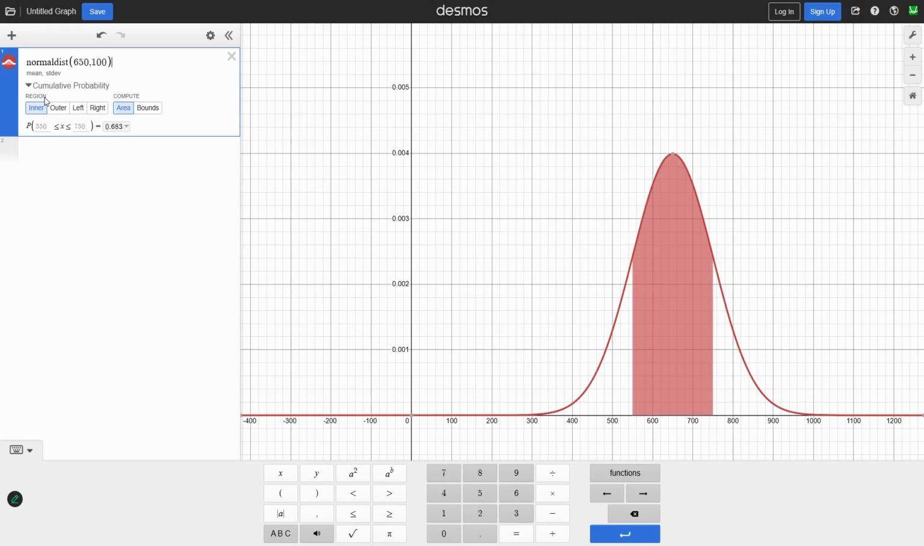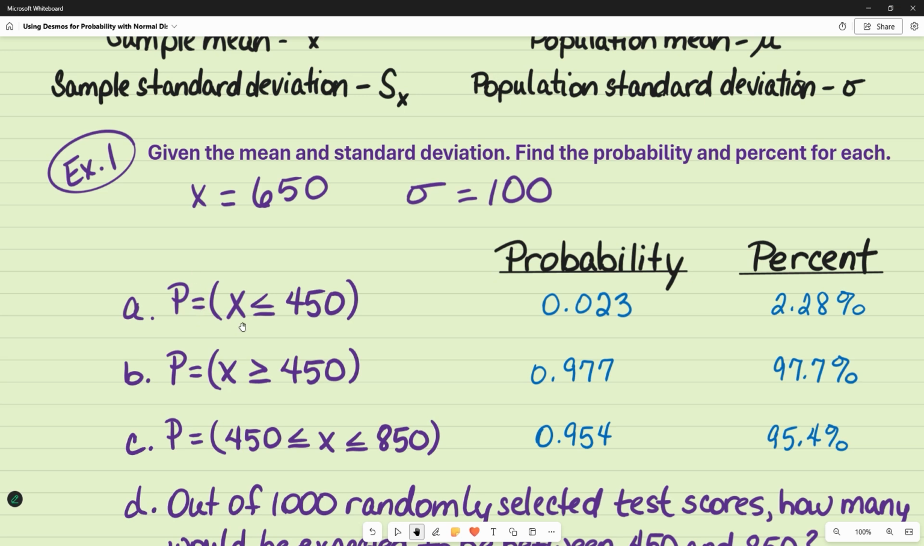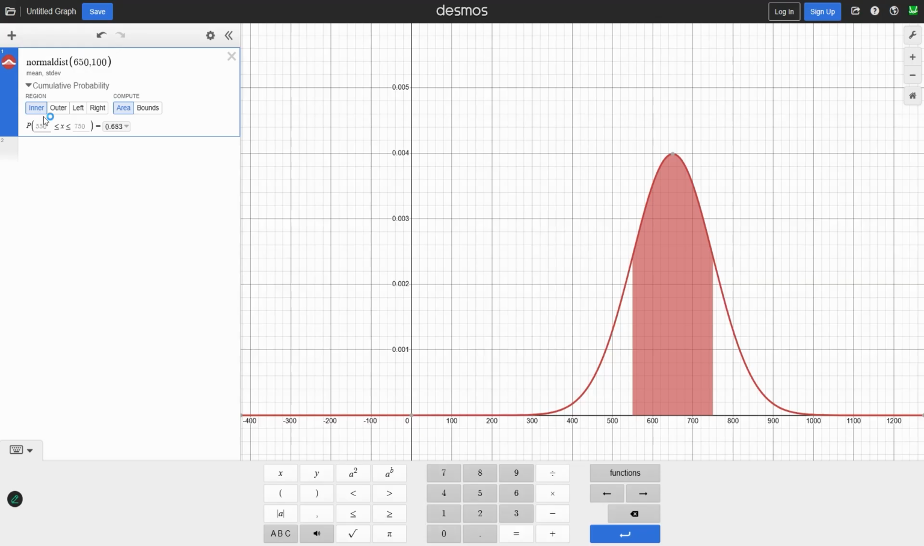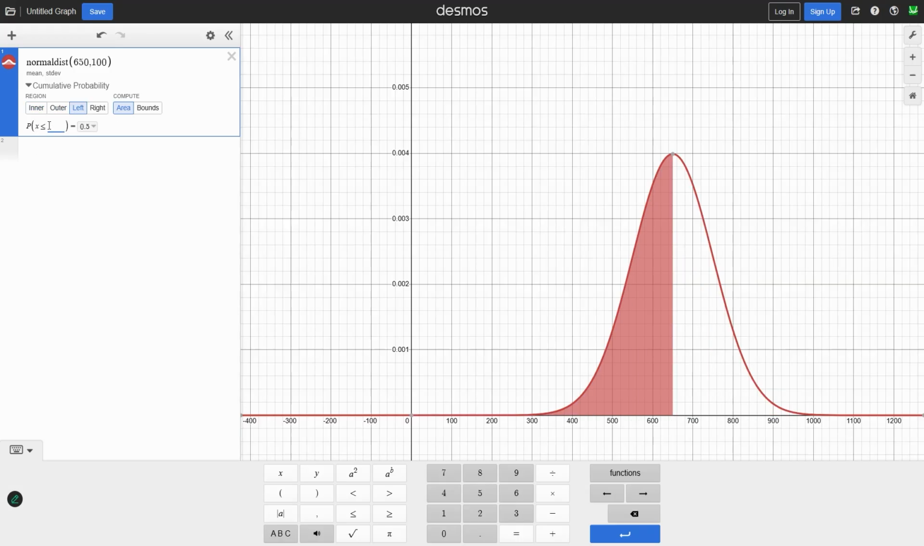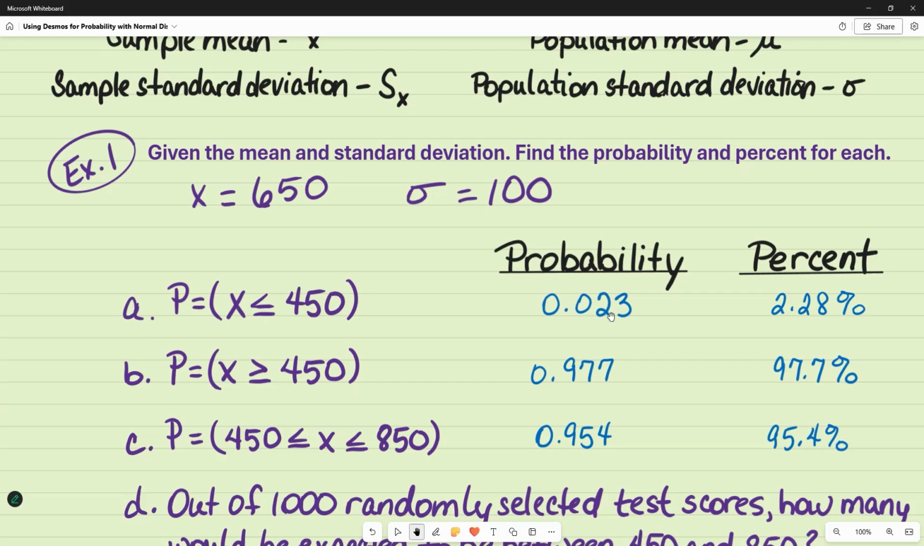If we go back to what we were asked to find, x is going to be less than 450 or less than and equal to. I see this one is not that. I go over here, that's not it. This is the one, x is less than or equal to, and then I'm just going to type in 450. I see that my probability is 0.023, which is what I wrote here.